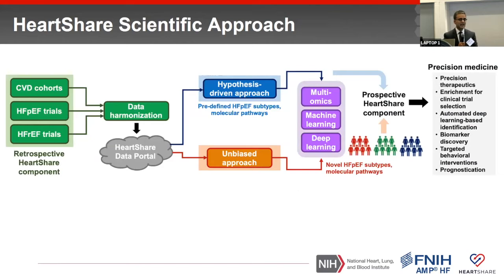Now, this is the scientific approach. And it's really about harmonizing all the data from these prior studies, getting them into this Biodata Catalyst portal, and then two types of approaches. And I think we've talked about this before, but I think it's really important for companies to understand, and our industry partners, associations, nonprofits, that there is still going to be a hypothesis-driven approach. We know many discrete HFpEF phenotypes exist.